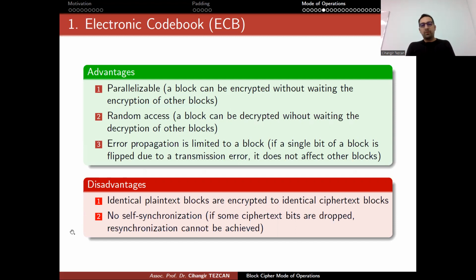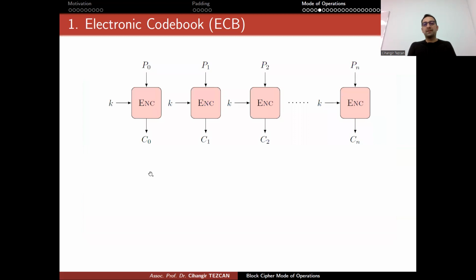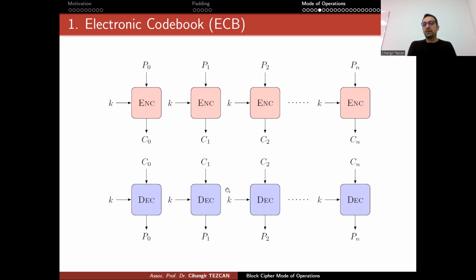Also, this mode of operation does not have self-synchronization. This means that if some ciphertext bits are dropped, synchronization cannot be achieved. This is valid for actually all of the modes of operation I'm going to talk about today. Self-synchronization is somewhat important, and we are going to talk about it when we mention stream ciphers and so on. This means that if some of the blocks are dropped, you wouldn't notice it, right? This is the main problem.